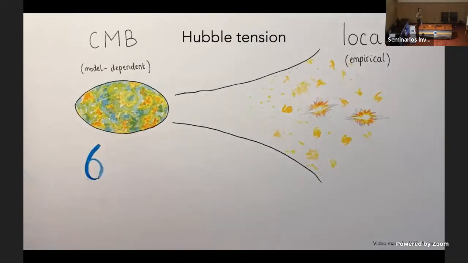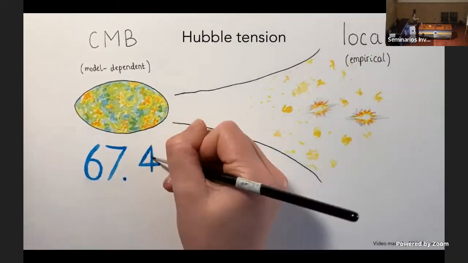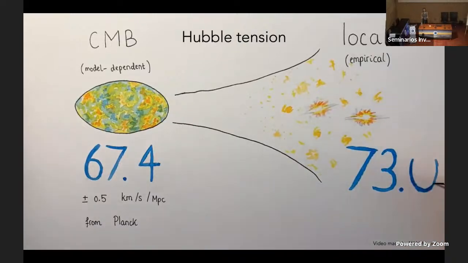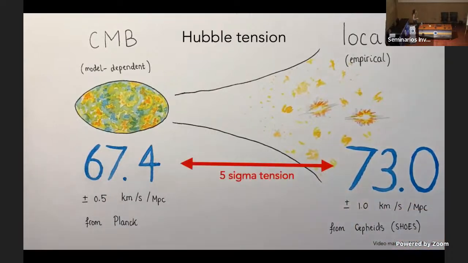The leading results from these 2 measurements are a Hubble constant value of 67.4 from the Planck collaboration and a higher value of 73 from the SH0ES collaboration, which uses Cepheids and type Ia supernovae. And these 2 are now in 5 sigma tension with each other. So it's really a big open problem in cosmology.